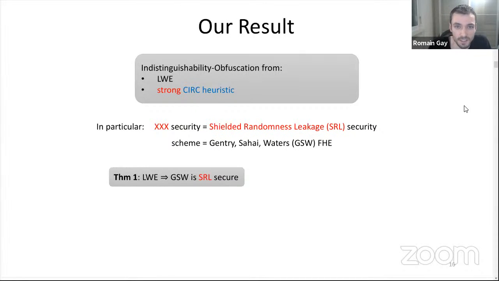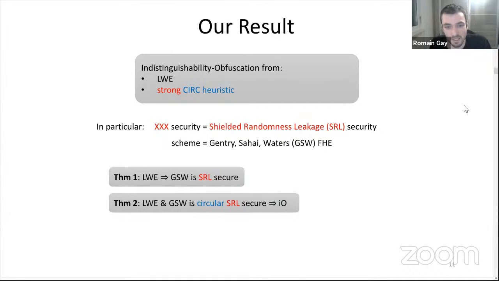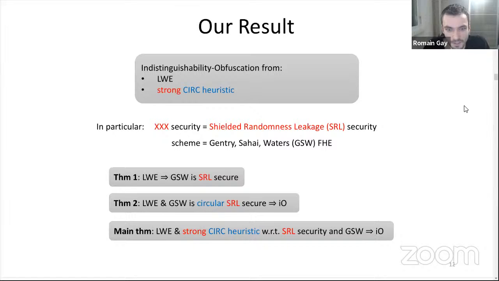More precisely, to prove our result, we first show that GSW is SRL secure, assuming the LWE assumption. Then we show that if we assume GSW is circular SRL secure, and LWE, then we get IO. So combining the two together, we get our main theorem, which is assuming LWE and the strong circular heuristic with respect to the SRL security notion and the GSW scheme, we have IO.